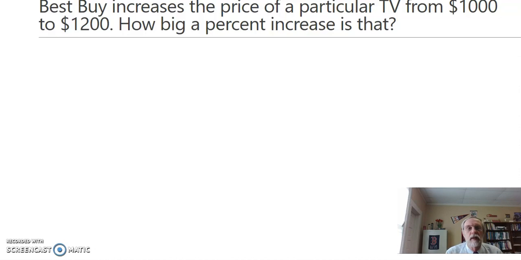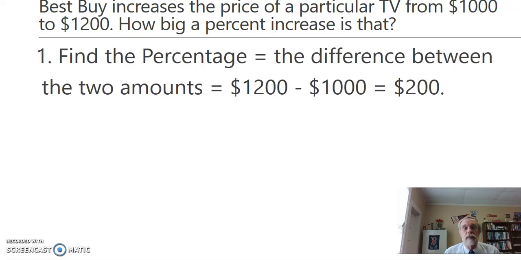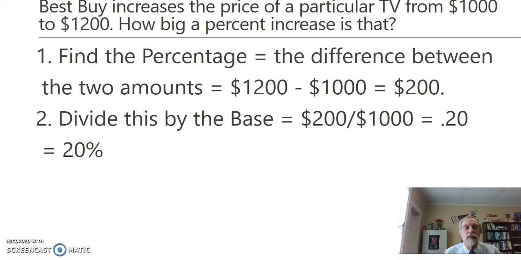Best Buy raises the price from $1,000 to $1,200. How big a percent increase is that increase in price from $1,000 to $1,200? So the first step, find the percentage, the difference between the two amounts. So $1,200 minus $1,000. We had a $200 difference. That's the percentage. Then we're going to divide the percentage by the base, the original price, which was $1,000. And so 200 divided by 1,000 is equal to 0.2. To make it a percentage, we'll move the decimal point 2 places to the right, add the percentage sign, and we get the rate of 20%. So this was a 20% increase in price going from $1,000 to $1,200.